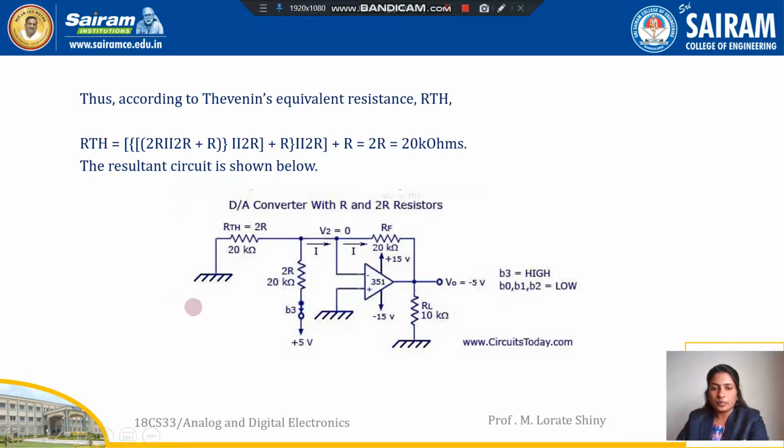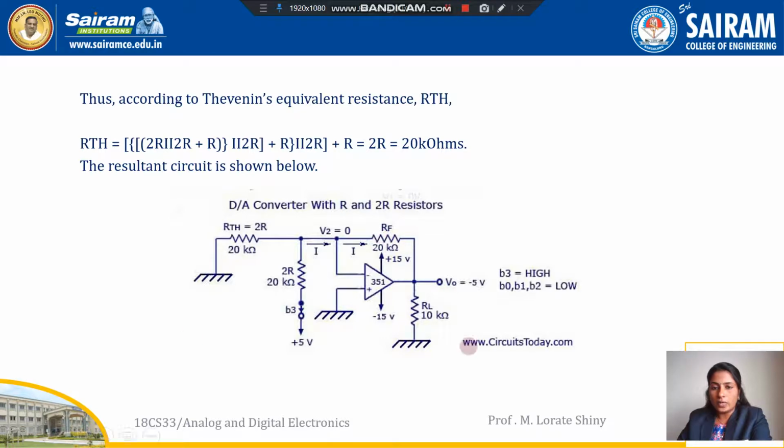So, we are calculating V0. For that, we need the current flowing through RF, which is nothing but the current flowing through this 2R. The current flowing through 2R, by the formula I equals V by R, with V as 5 volt and R as 20 kilo ohm, so 5 divided by 20 kilo ohm is 0.25 milliampere. This 0.25 milliampere is flowing through the feedback resistor.